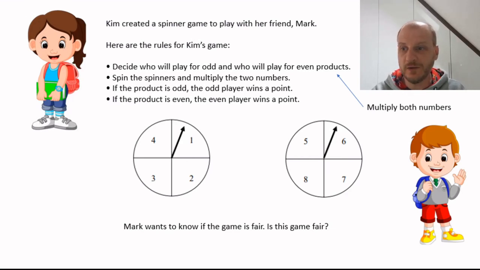Okay, so let's have a look at this task then. It says that Kim created a spinner game to play with her friend Mark. The rules of the game are you need to decide who will play for odds and who will play for even products. You need to spin the spinners and multiply the two numbers together. If the product is odd, then the odd player wins a point, and if the product is even, then the even player wins the point. Just remember, when we talk about products, we're talking about multiplying two numbers together.